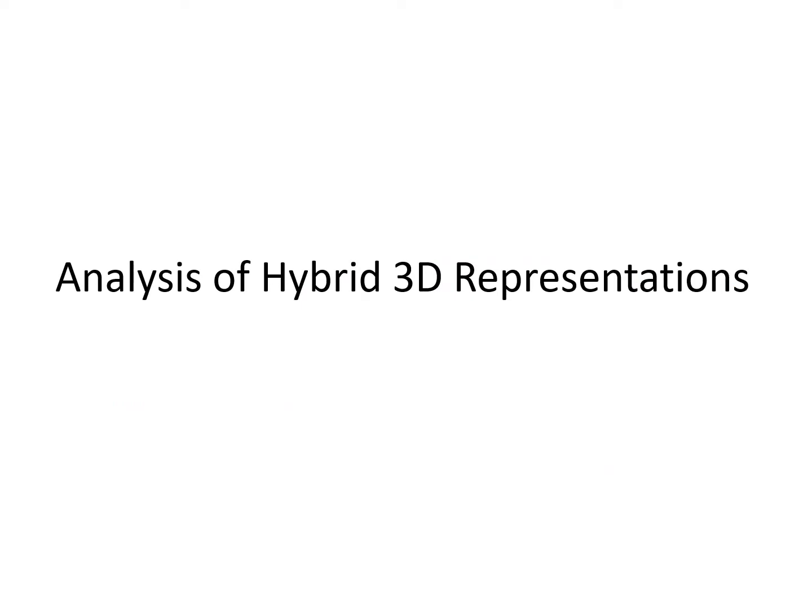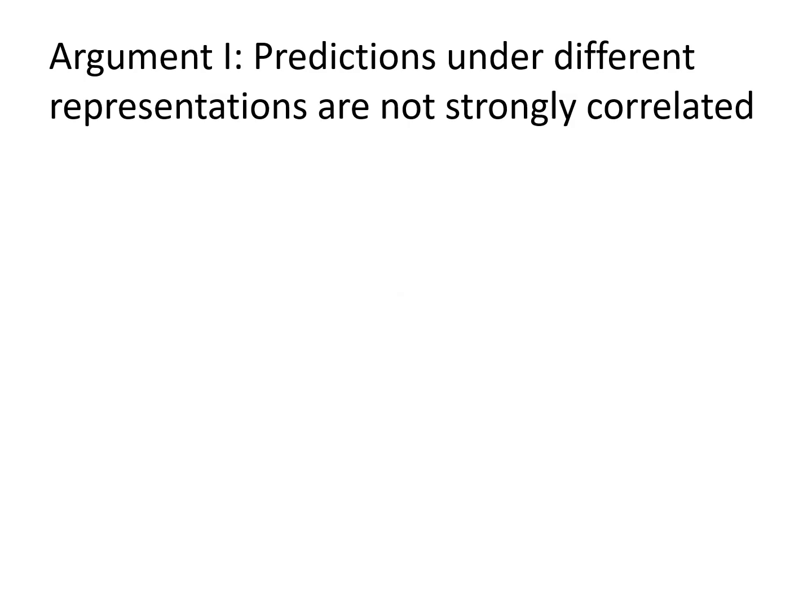So far, we have given 3 concrete examples where hybrid 3D representations, both for the input, for the intermediate, and for the output, are beneficial for respective tasks. So here we want to give a little bit more insight into why hybrid 3D representations are useful in practice. One argument is that the predictions on the different representations are not strongly correlated.